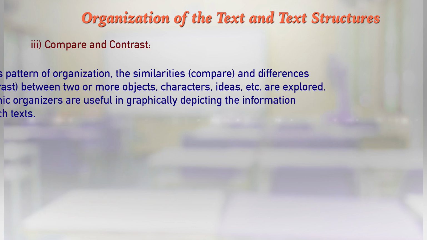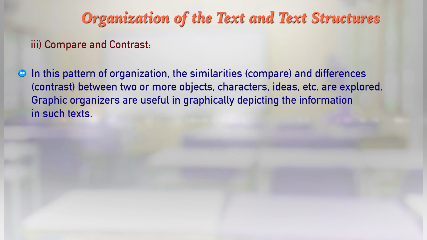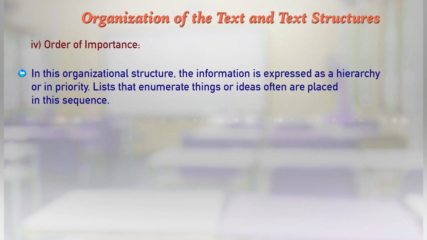The third pattern is compare and contrast. In this pattern of organization, the similarities, comparing, and the differences, contrasting, between two or more objects, characters, ideas are explored. Graphic organizers are useful in graphically depicting the information in such texts. Number 4, order of importance. In this organizational structure, the information is expressed as a hierarchy or in priority. Lists that enumerate things or ideas often are placed in this sequence.